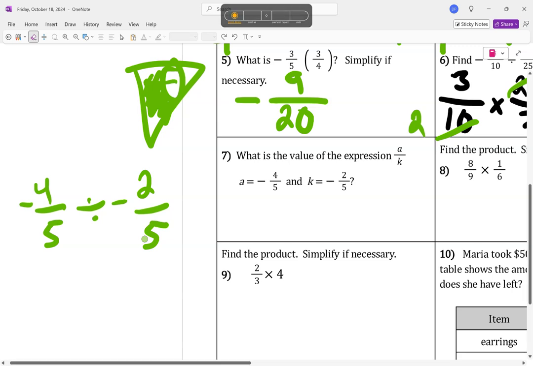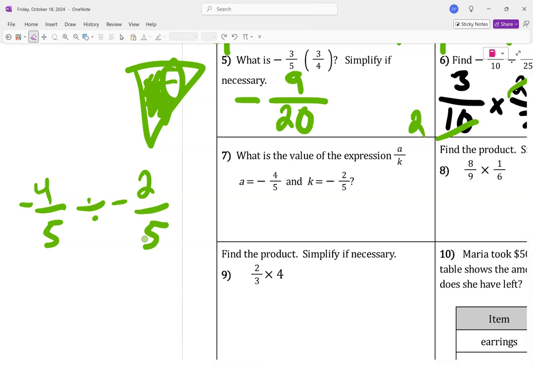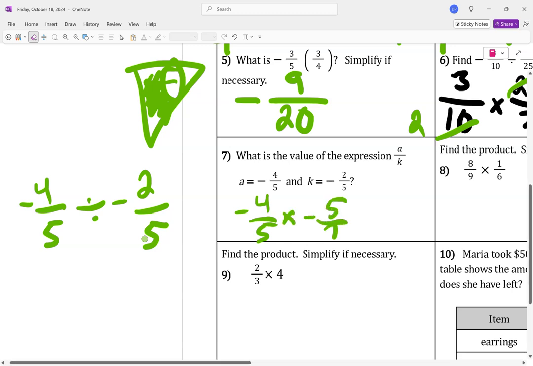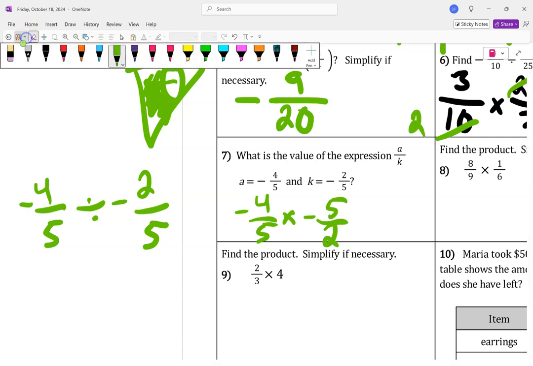What do we do now? Now I do keep, opposite, and flip. So you keep, multiply times the reciprocal. Yes. So -4/5 times -5/2. Did she do that right? Yeah. And there's a lot of reducing going on here.